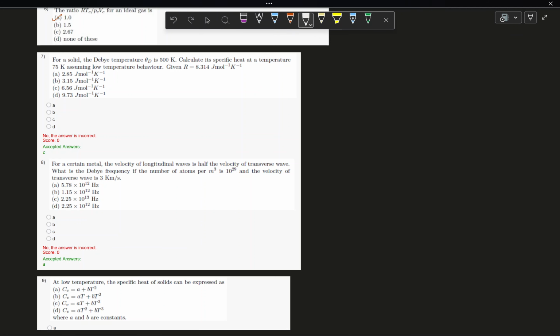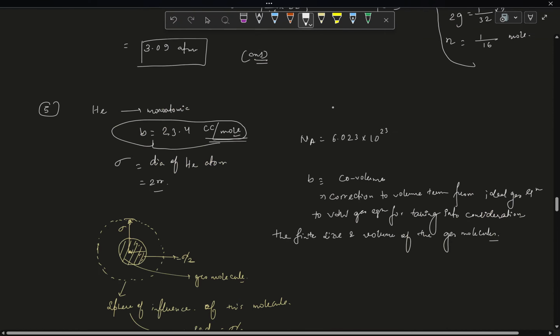Okay, so now question number 7 is about, for a solid, the Debye temperature theta D is 500 Kelvin, then calculate its specific heat at a temperature of 75 Kelvin, assuming low temperature behavior. Okay, so your theta D value is given to you, then you have to calculate CV, temperature is mentioned as 75 Kelvin, and it also says that you have to assume low temperature behavior. That means you have to use the low temperature limit value of Debye theory of specific heat. Then you have to calculate CV. Okay, so let us do that.